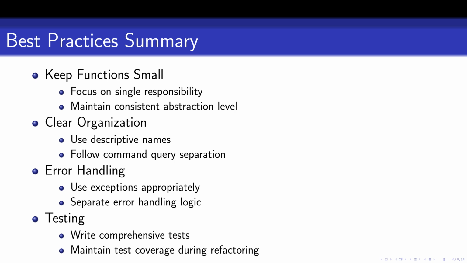Here's a roundup of best practices. Keep functions small, with one responsibility and consistent abstraction. Organize using descriptive names and command query separation. Handle errors with exceptions, keeping them separate. Test thoroughly and maintain coverage through refactoring. This is the recipe for code that excels.